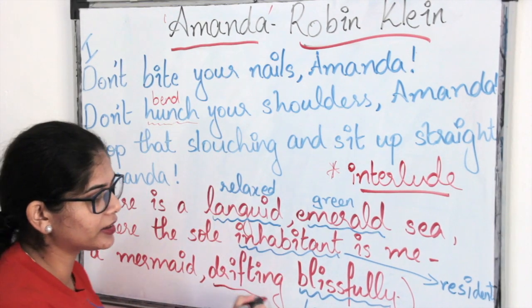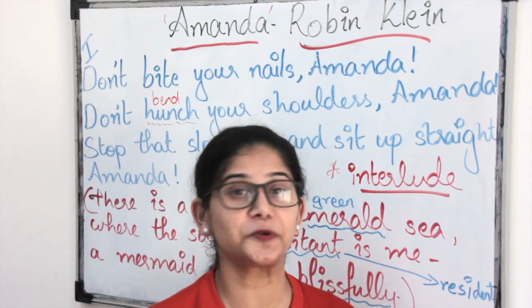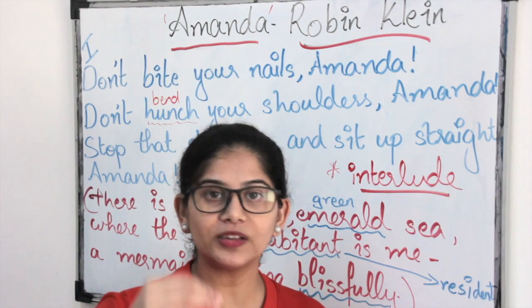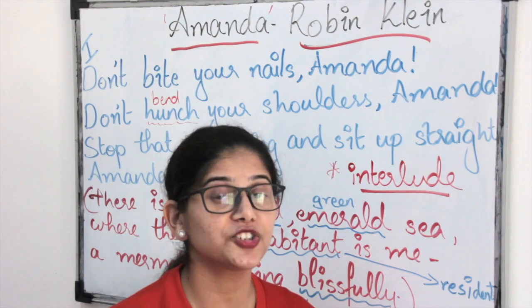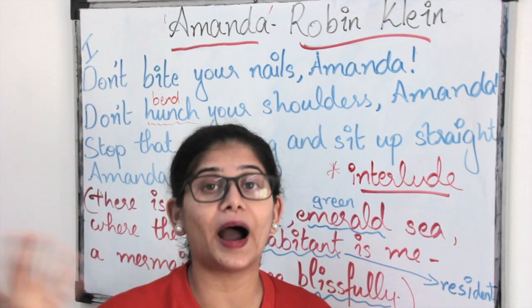Drifting means basically moving. You might have seen in the olden days cartoon that mermaid, right? Remember the orange hair and all? So what is this particular mermaid doing? It's drifting, moving. How is she moving? Blissfully. Bliss means extreme joy, or happily.